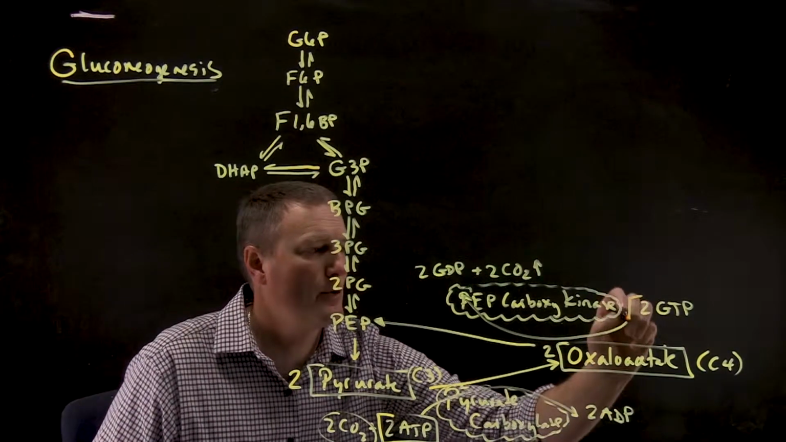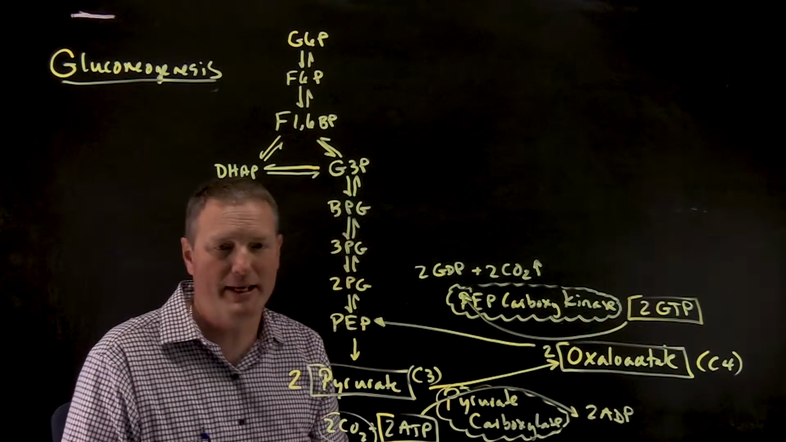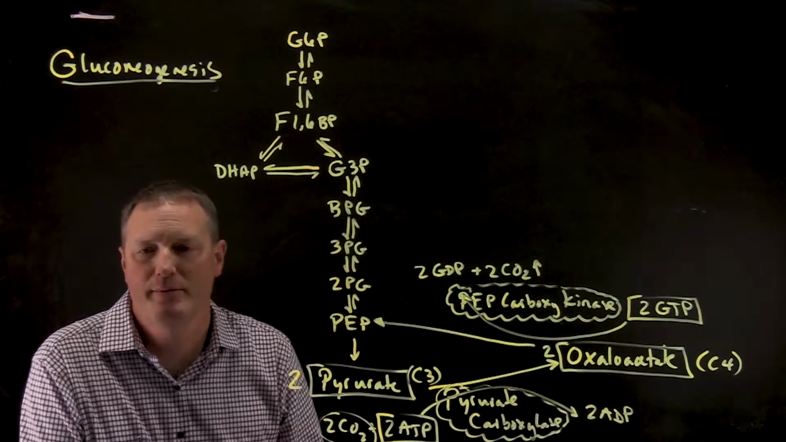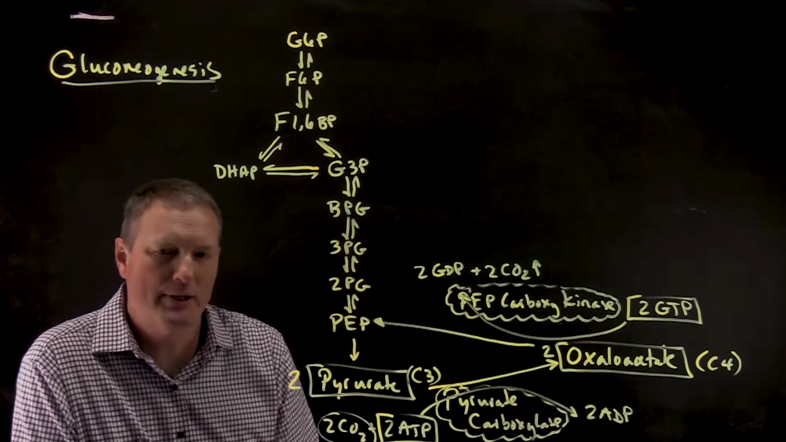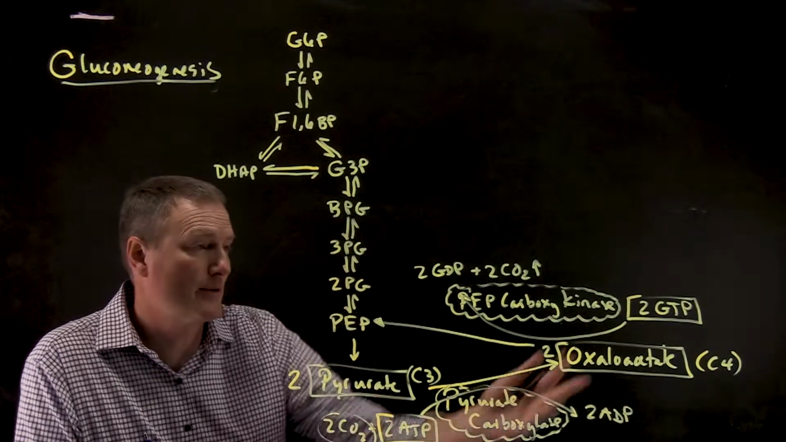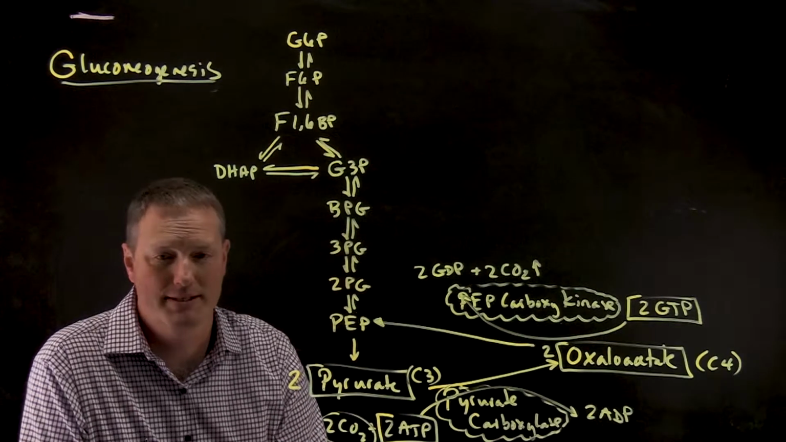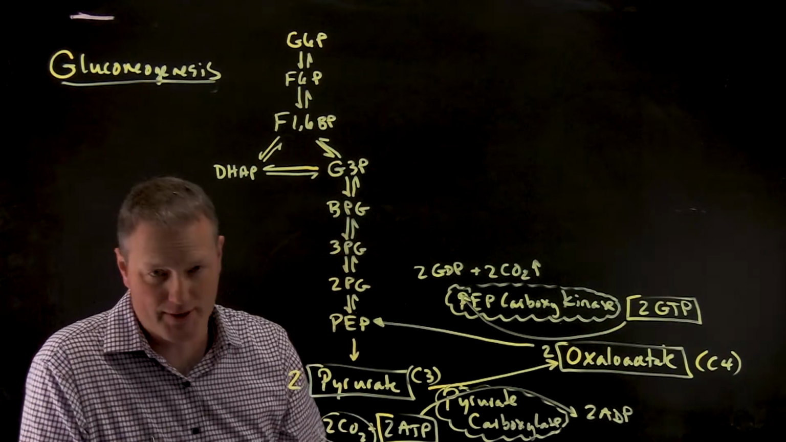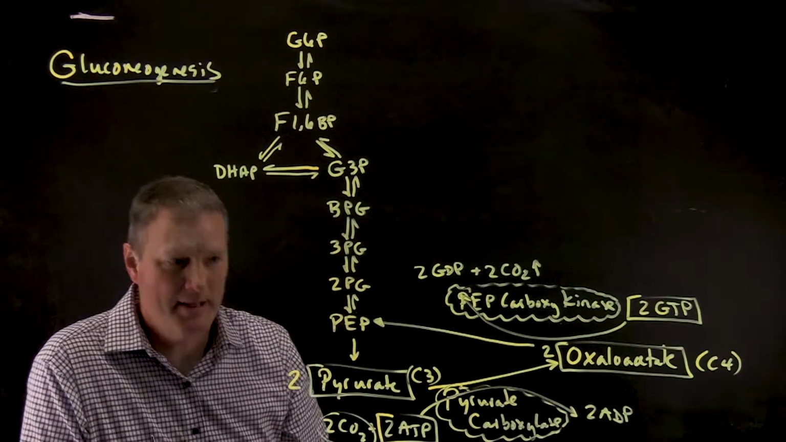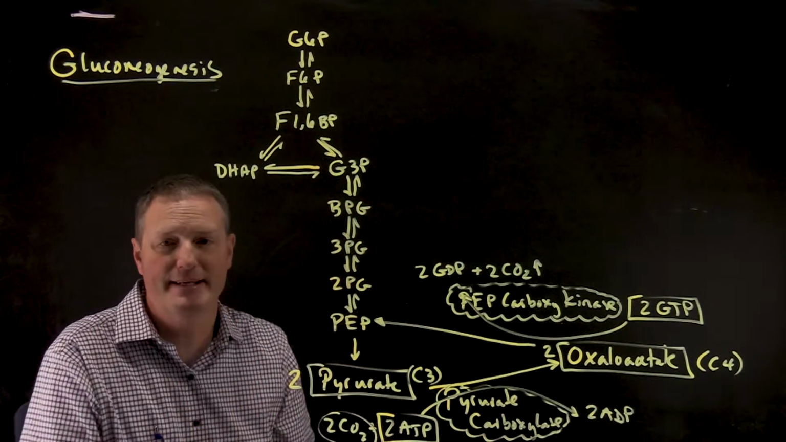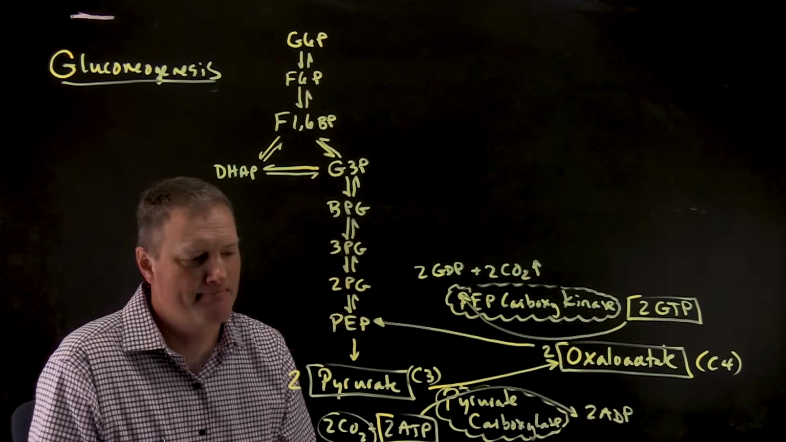And notice it does require 2 equivalents of ATP energy. So in biochemistry, we essentially equate GTP energetically to an ATP as well. So just to get around this one step, we use a total of 4 ATP equivalents just to go from pyruvate to phosphoenolpyruvate. Okay, so that is the first control point that is definitely different in gluconeogenesis.